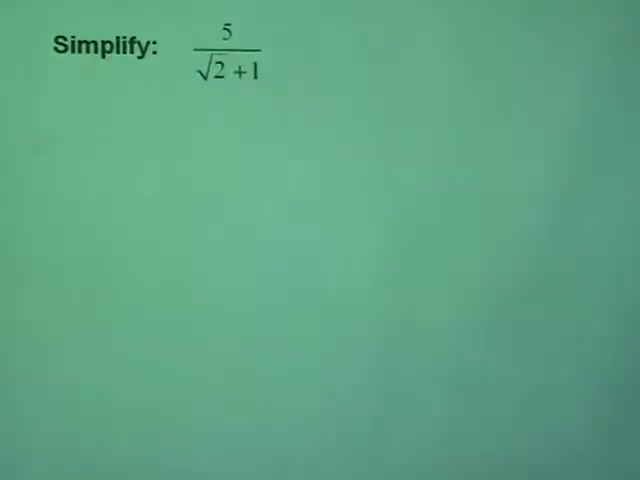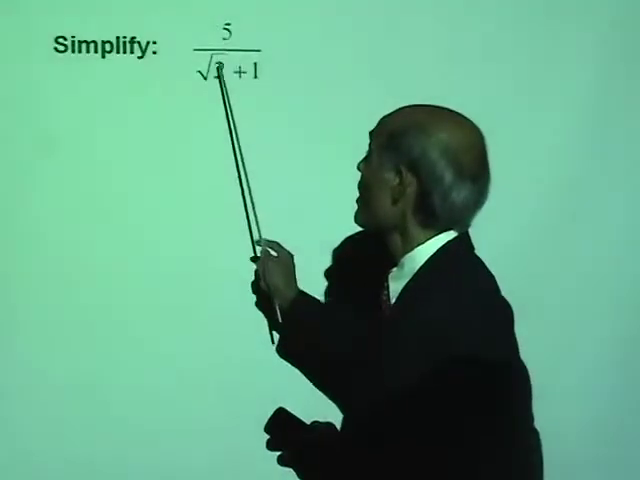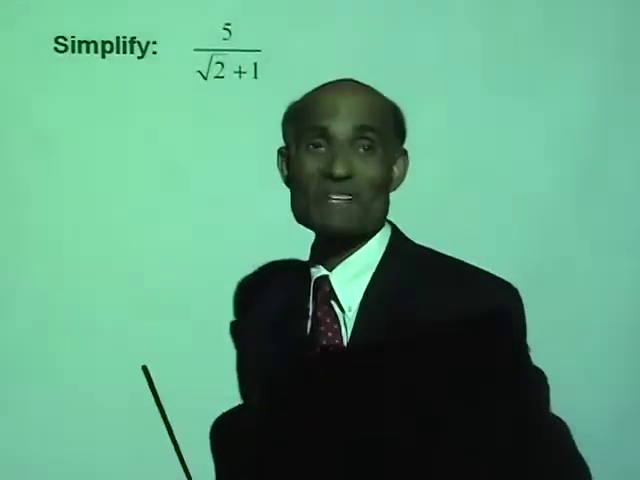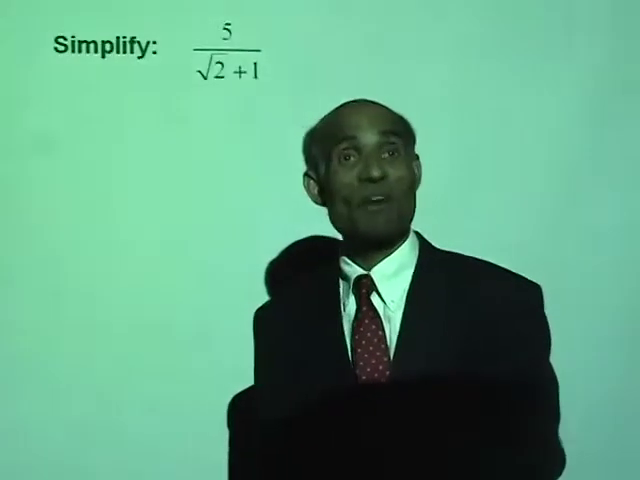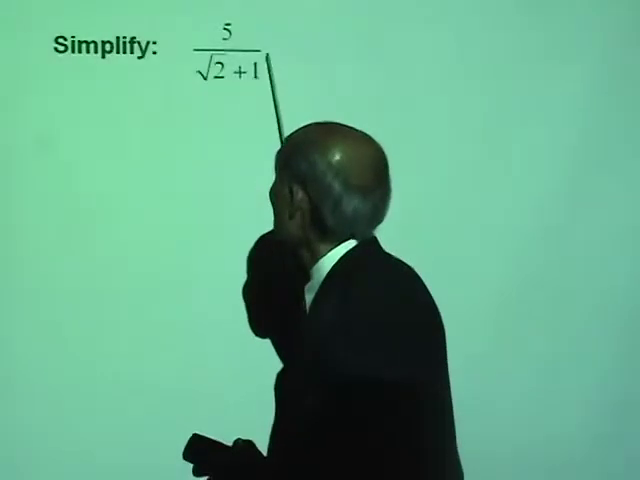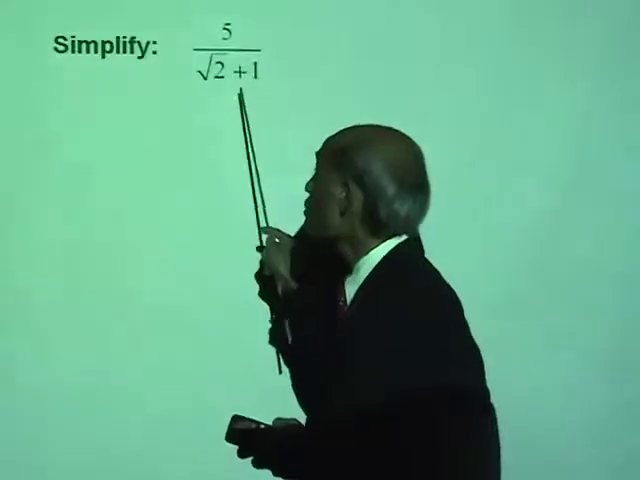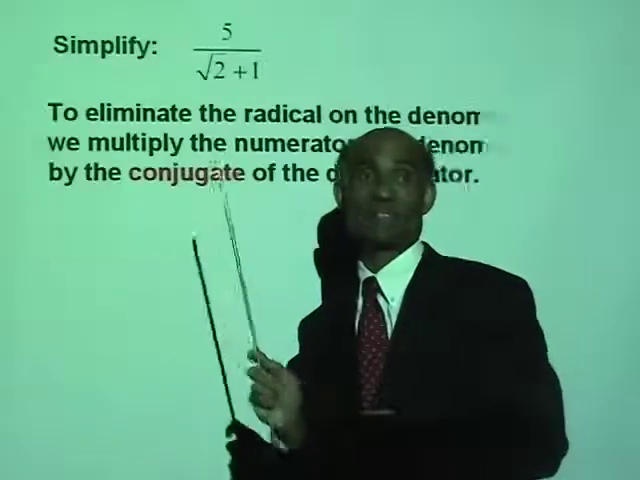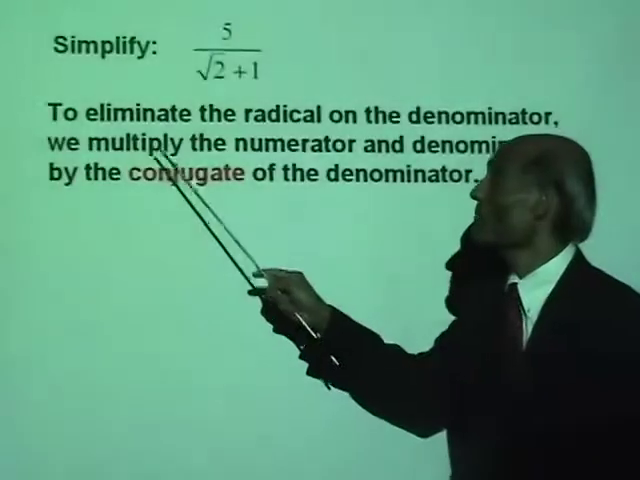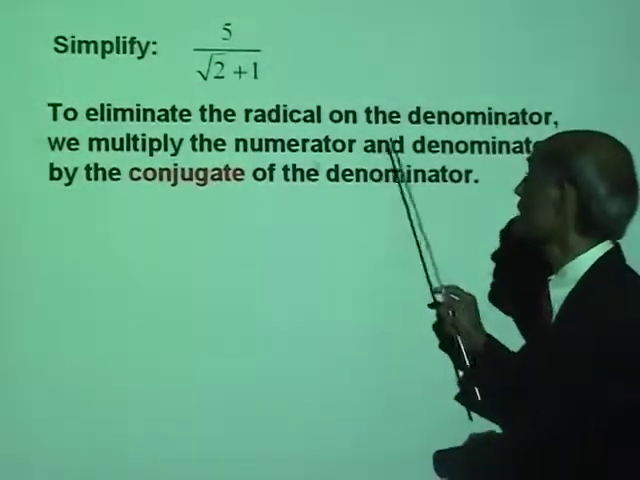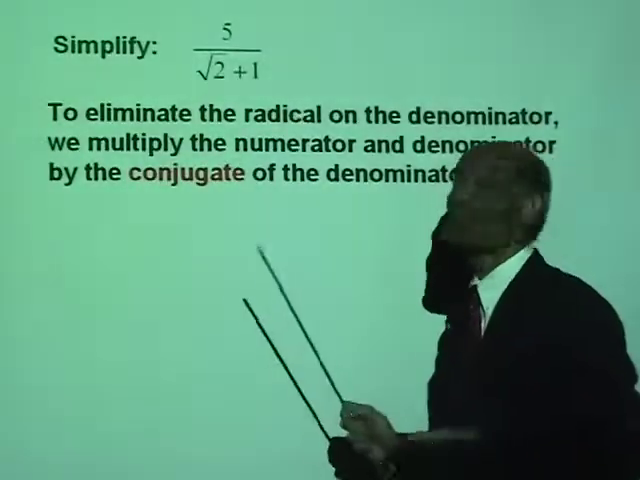Okay, let's do the simplification now. Simplify 5 over (√2 + 1). What do we do here? To simplify this, we multiply the denominator and numerator by the conjugate of the denominator. To eliminate the radical on the denominator, we multiply the numerator and the denominator by the conjugate of the denominator.